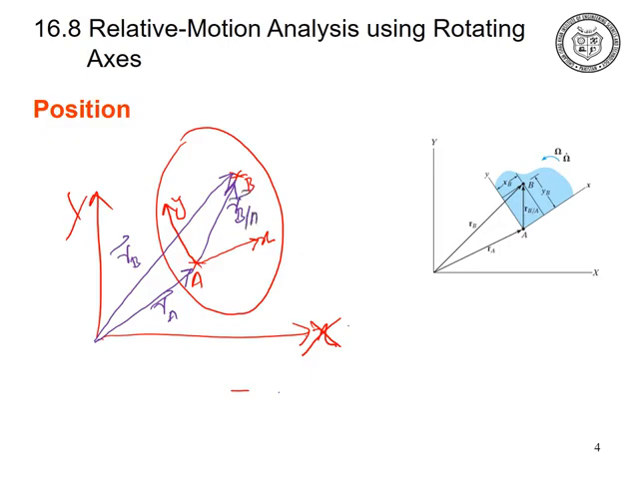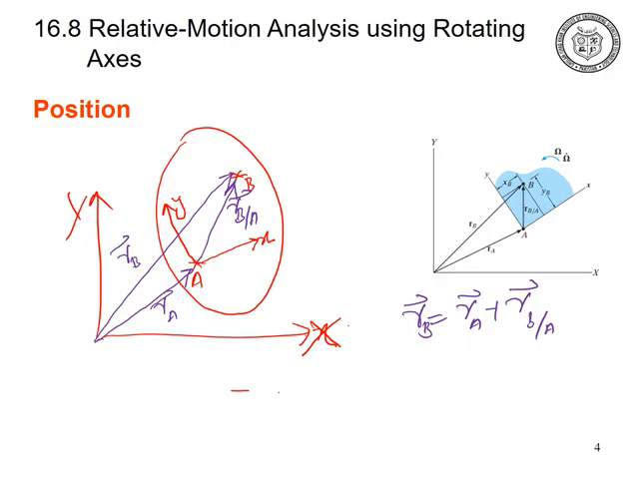So in this way, by vector algebra, we can write that RB equals RA plus RB with respect to A. So this is the position equation for the relative motion analysis in the case when the axes rotate.